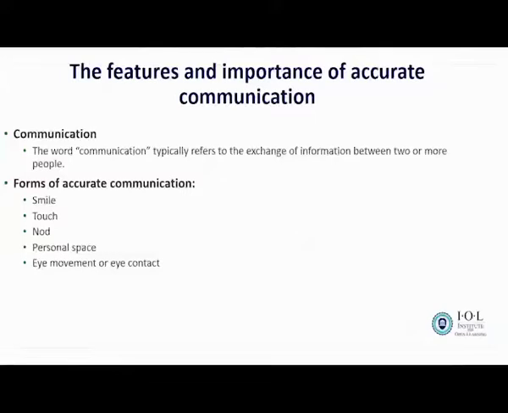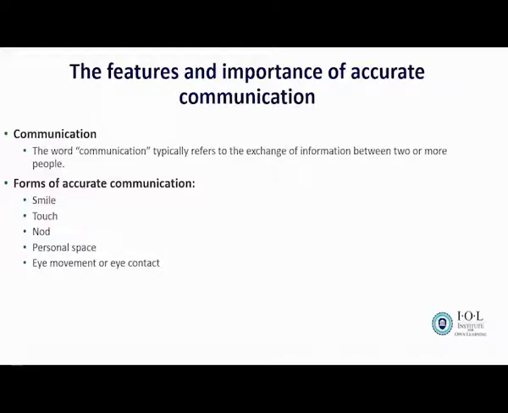So the first part that we'll look at is the features and the importance of accurate forms of communication. As we say, what is communication exactly? The word communication refers to the exchange of information between two or more people. So when two or more people are exchanging any type of information, that is what we call communication. So basically that is the definition of what communication is.